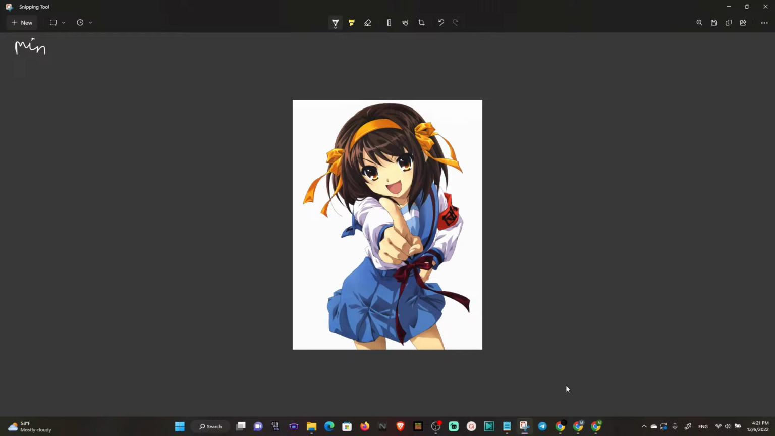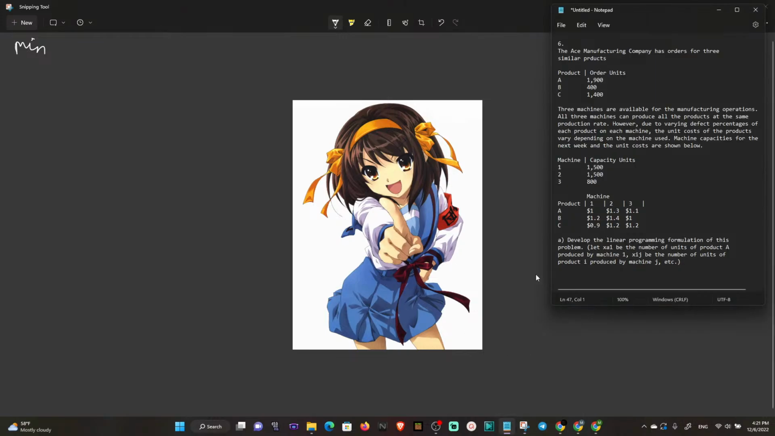And what he said here, let XA1 be the number of units produced by machine 1. So XA1 would be over here, being 1, and then XB1 would be 1.2, XC1 would be 0.9, XA2 would be 1.3, etc. Does that make sense? Okay. So with this table in mind, let's start working on it.